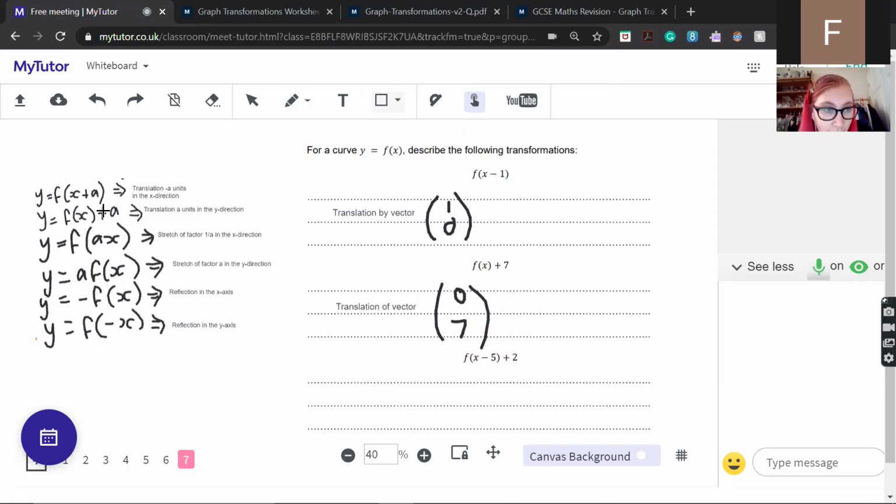So this x minus 5, well, that's like this. So instead of a, we've got -5. So it's going to translate minus 5 units in the x direction. So that's 5. So we've got 5 units right.